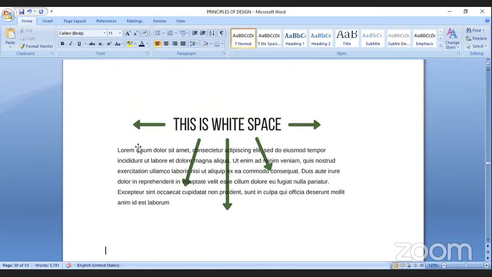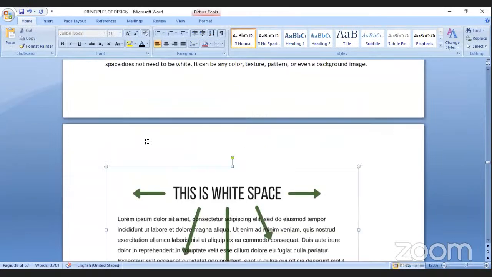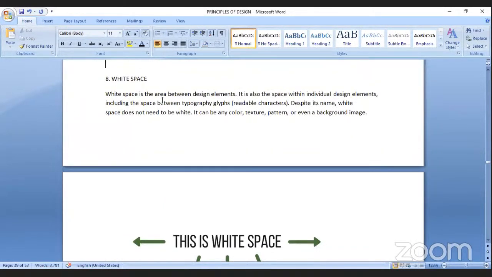White space is the area between design elements. It is also the space within individual design elements. It does not always need to be white, it's just an element. It's also called negative space.